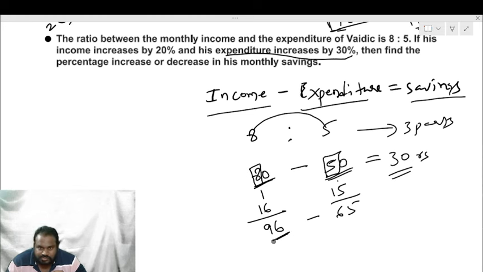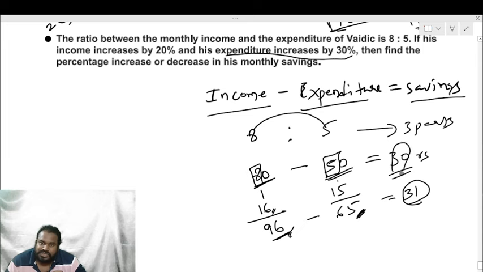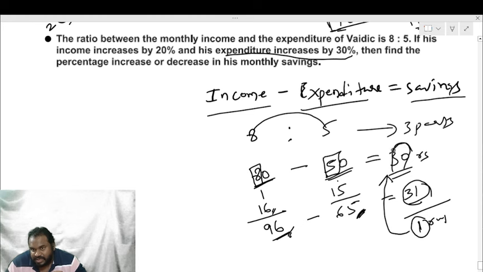Once his income is increased by 16, his new income becomes 96, and as his salary is increasing, he will spend more and the new expenditure becomes 65 rupees. So 96 minus 65, how much is it? 31. Now he is saving 31 rupees. Initially he was saving 30 rupees, now he is saving 31 rupees. What is the extra amount he is saving? 1 rupee extra. Initially he used to save 30, so on this 30, how much percentage? You need to calculate 1.